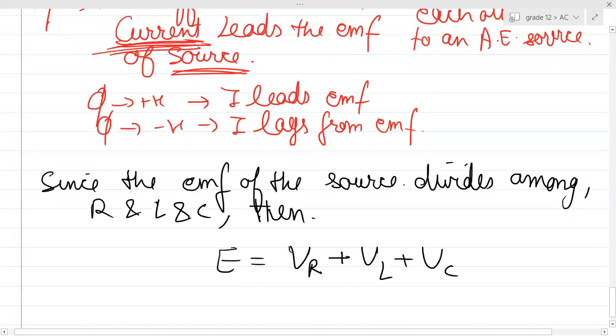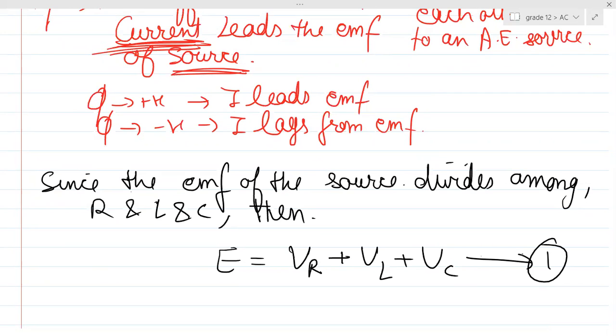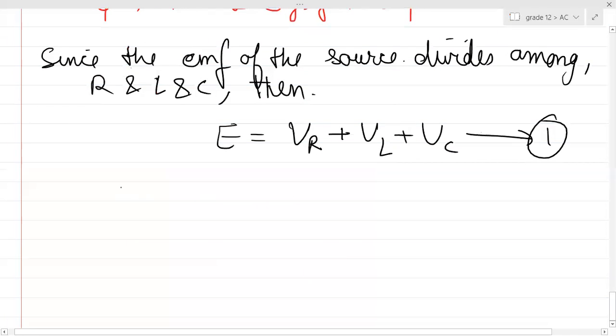Since that instantaneous EMF was dividing across all three of them, then can I say this particular thing? This is how we derived for series combination Ohm's law. If you remember R1 plus R2 plus R3, right? Is this clear, guys? Now let's come to the analysis very quick. What was the current in the circuit?